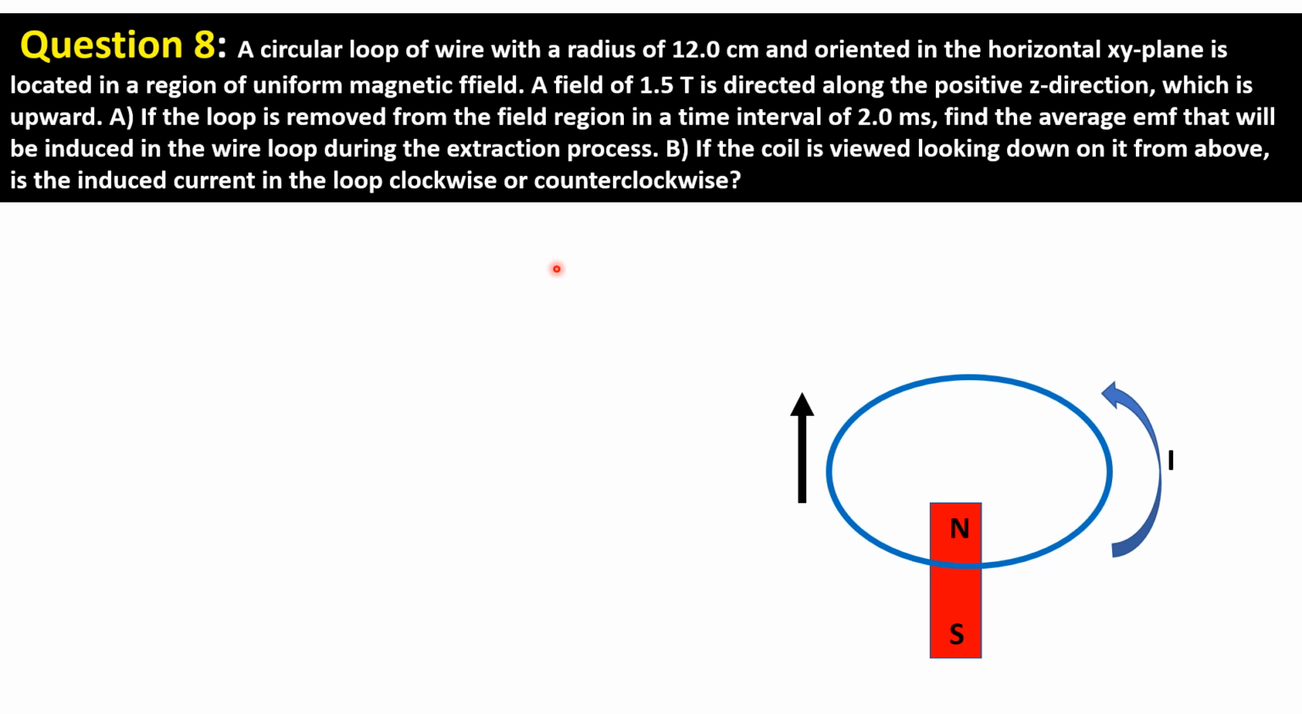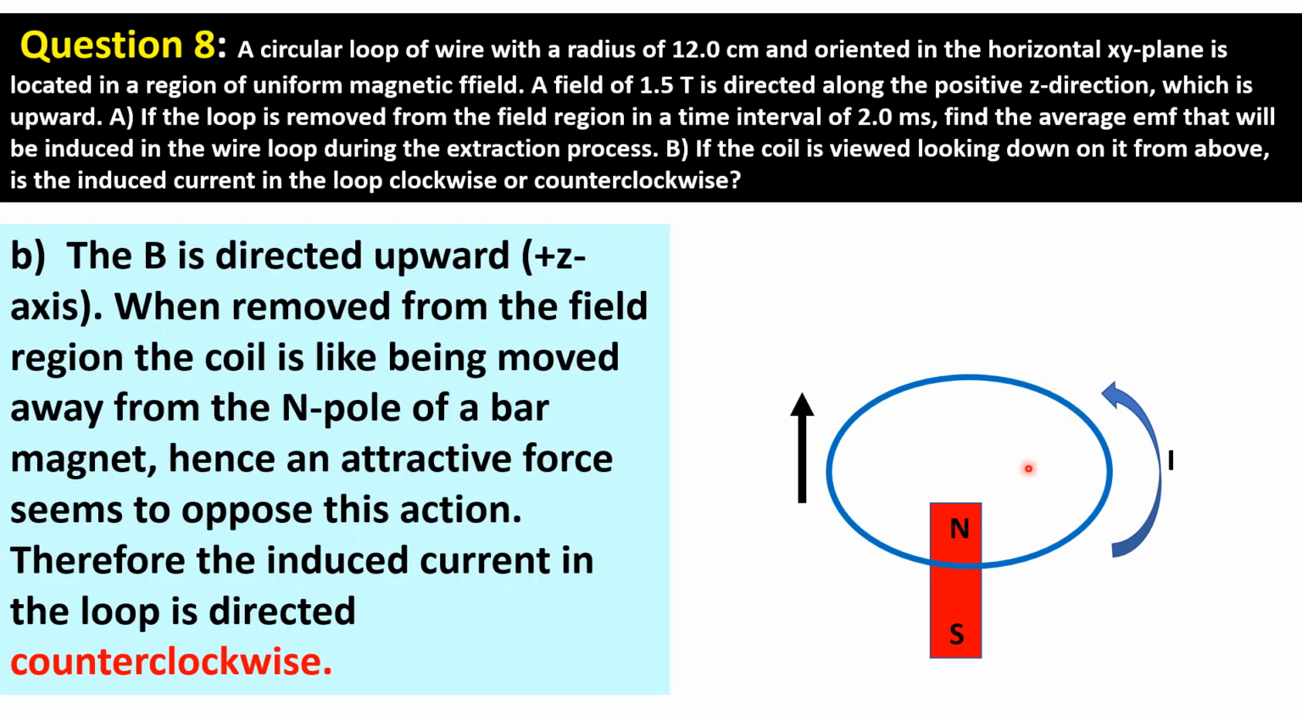All right, in answering question letter B, we are asked to describe the direction of the induced current in the loop, whether it is clockwise or counterclockwise. So we can imagine that in our diagram here, the source of the magnetic field is a bar magnet, whose magnetic field is directed upward from the north. Remember, outside a bar magnet, the direction of its magnetic field is from the north going to the south. So we position the bar magnet like this.